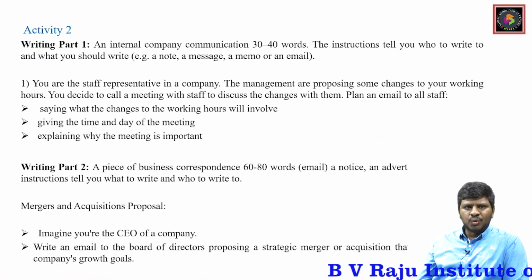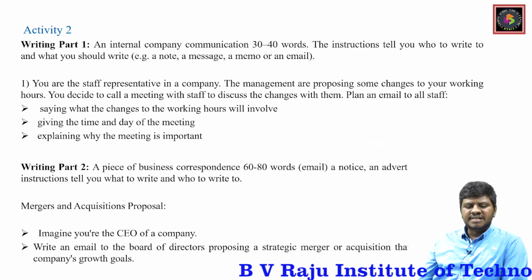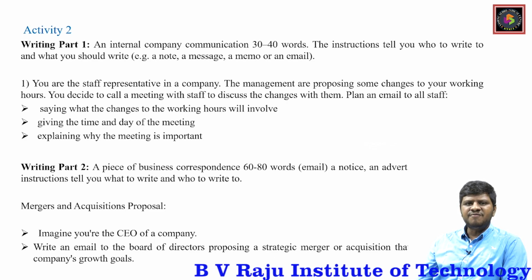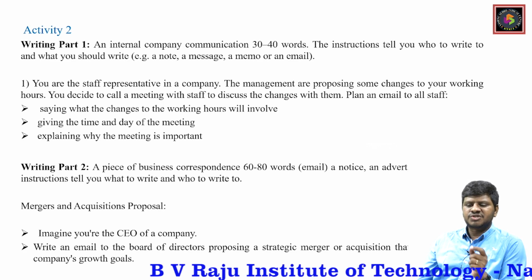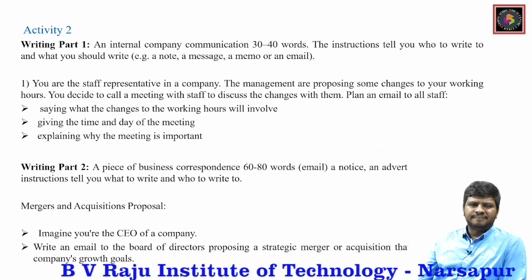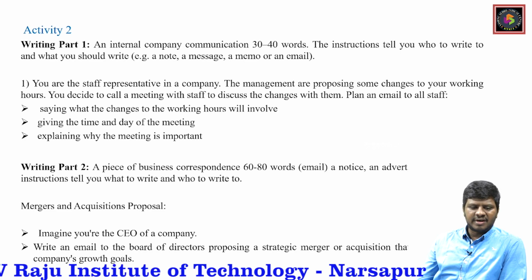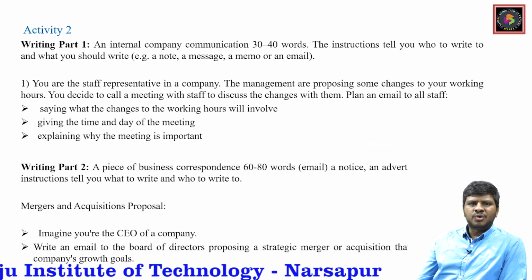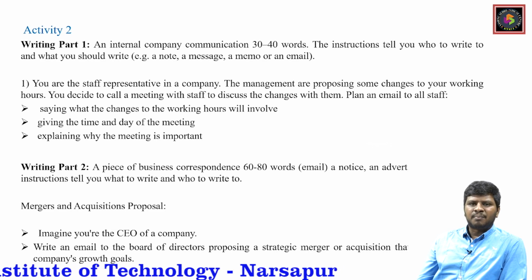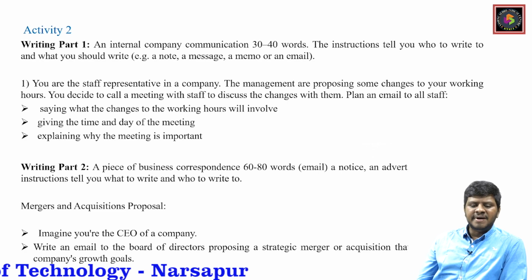And activity 2, what I would like to suggest to my students is an internal company communication, 30 to 40 words. The instructions tell you who to write to and what you should write. Either you're writing a note, message, or memo, or an email. An email. You are the staff representative in a company. The management are proposing some changes to your working hours. You decide to call a meeting with staff to discuss the changes with them. Plan an email to all staff.